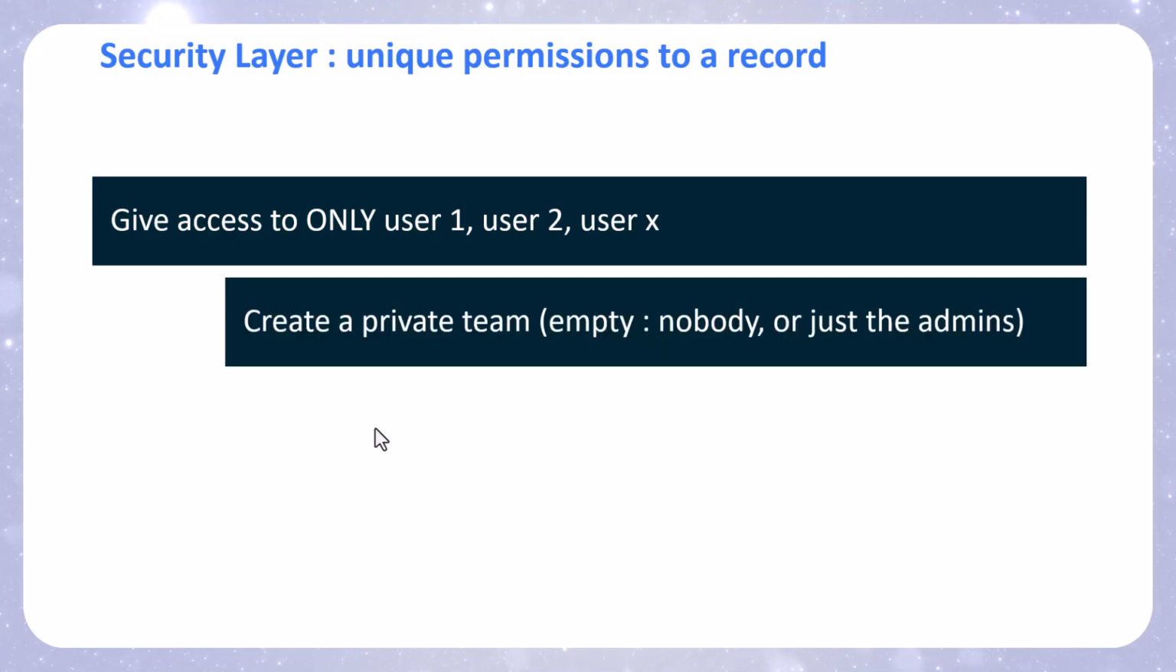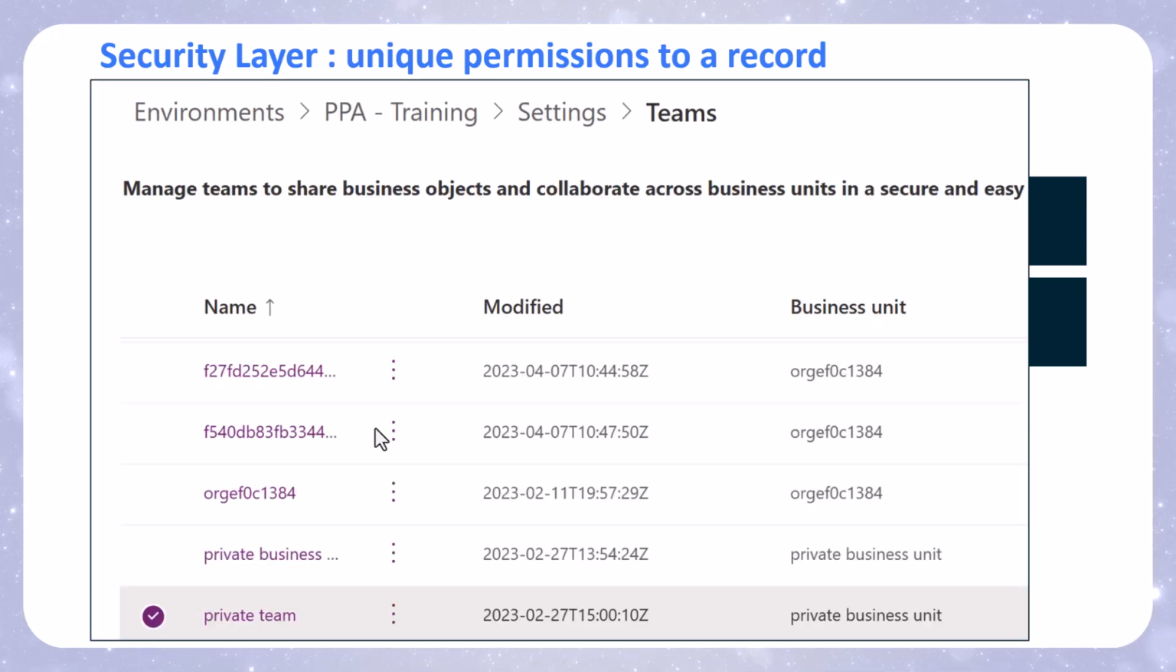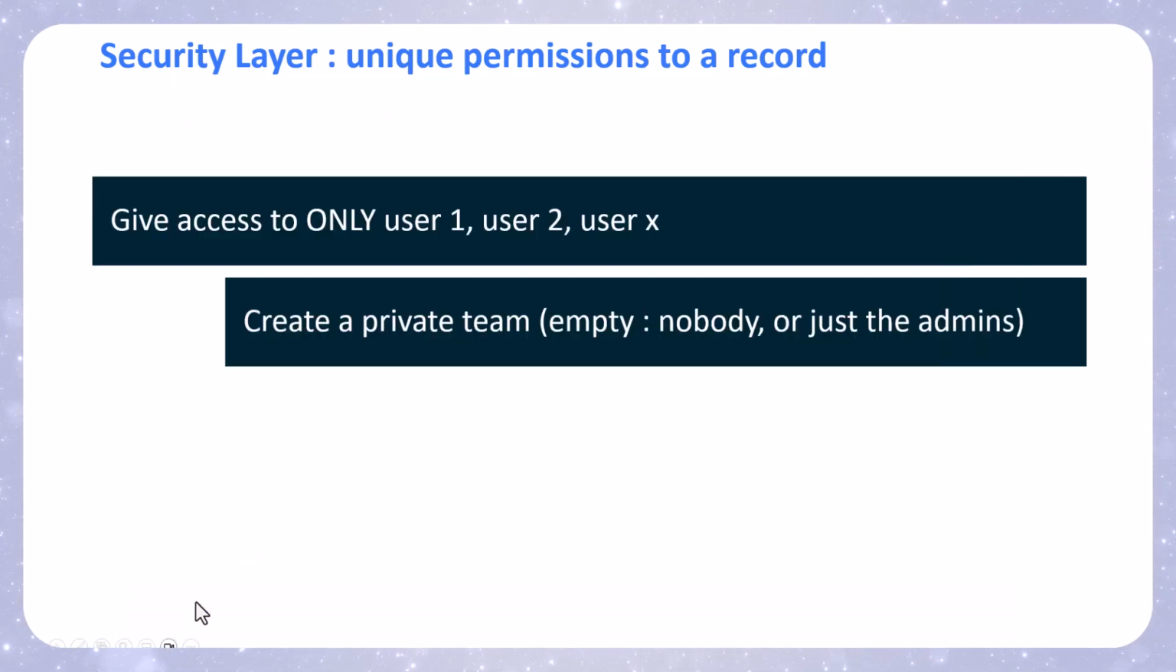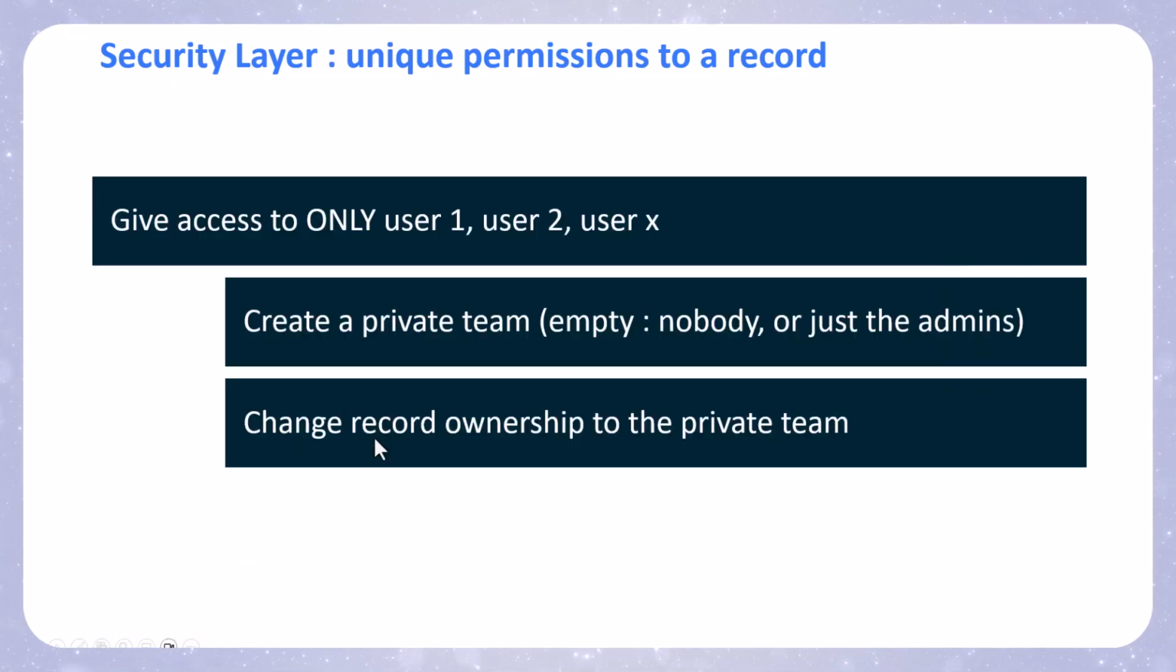And that's important. The way I do it is I create a private team, which is empty, or just the application administrators are part of this team. So it's a Power Platform team. You go to the environment settings and you create your team here, a private team. And then in your code, we assume that you are using Dataverse, of course, you change the record ownership to the private team.